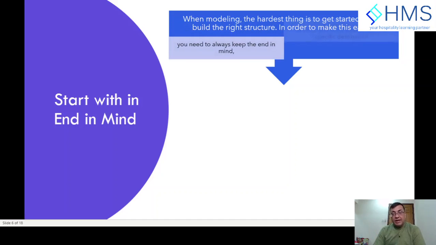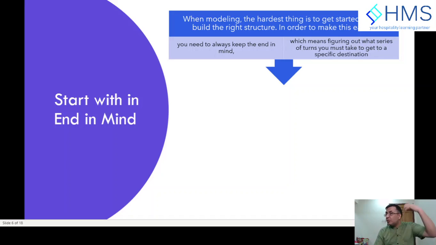So you need to keep an end in mind, which means figuring out what series of turns you would need to take in order to reach a specific destination. Profit will be revenue minus expenses, which means you need to forecast your revenue and understand your expenses. When understanding your expenses, you need to understand how the cost would behave when there is a change in quantity, because whenever you change the prices, the quantity would change, right? How much would it be? What would be the impact on revenue, on the expenses, and then on the overall profitability?